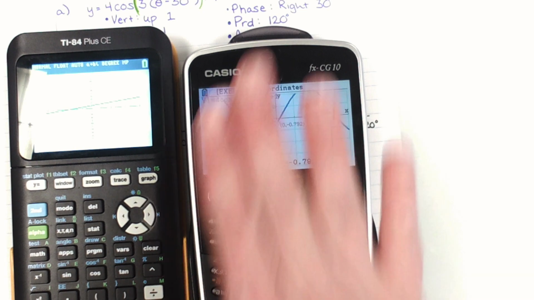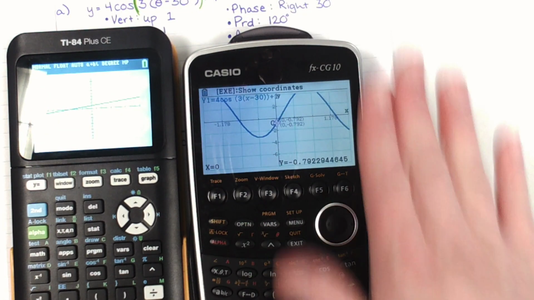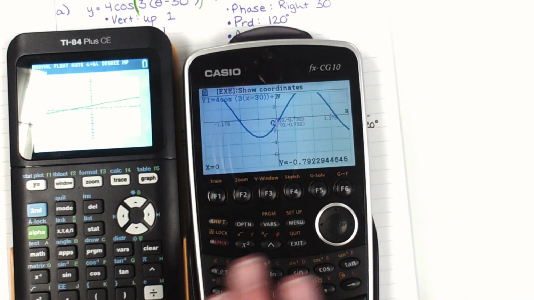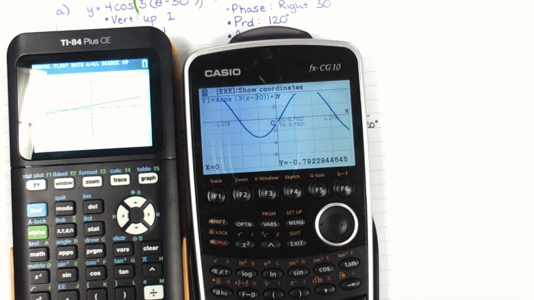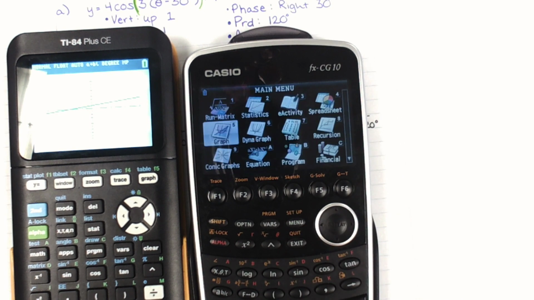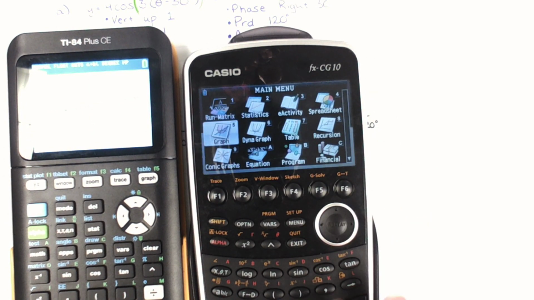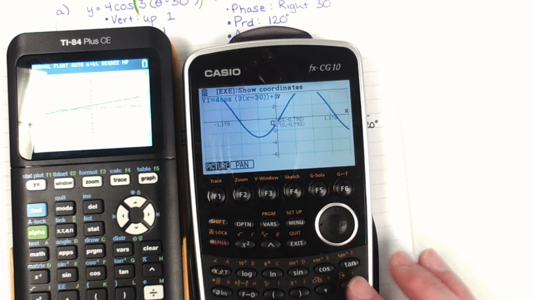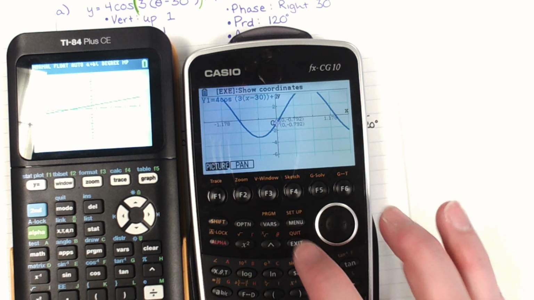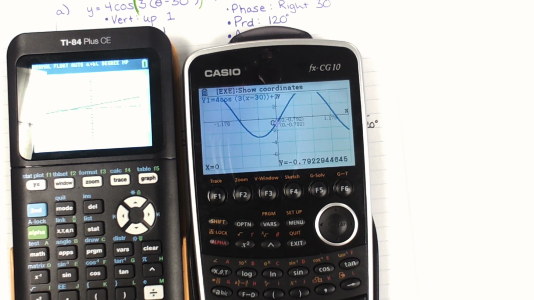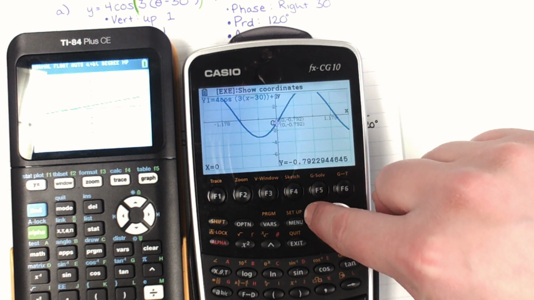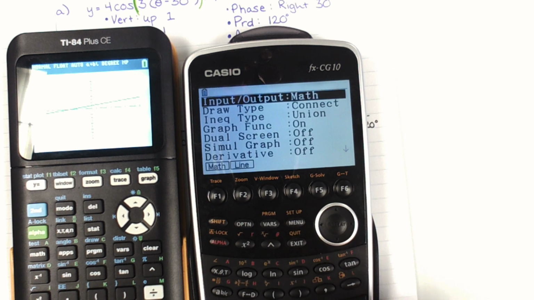So, how do I change the mode of my Casio? Hint, it's not a mode button. Main menu brings me back here. Nope. Option gives me the option to picture or pan. Nope. I need to get into the setup menu. So yes, shift and then the menu button.